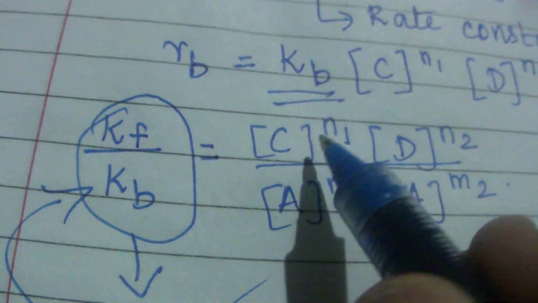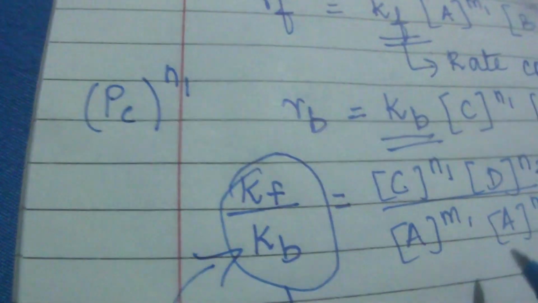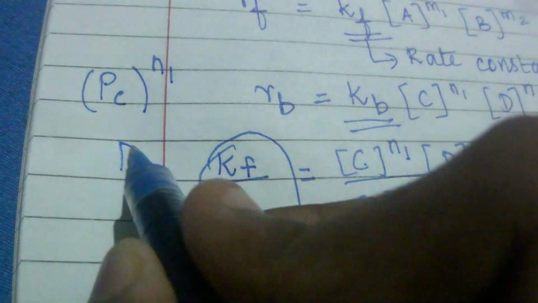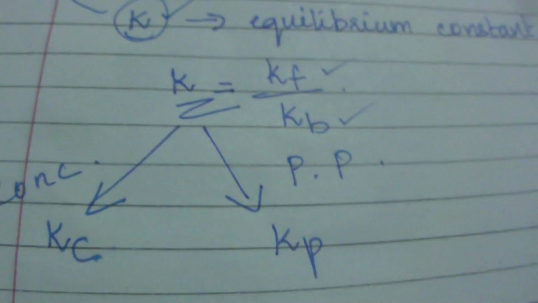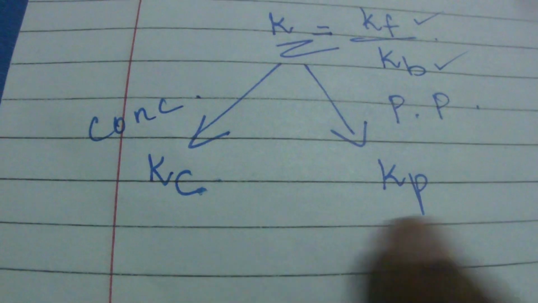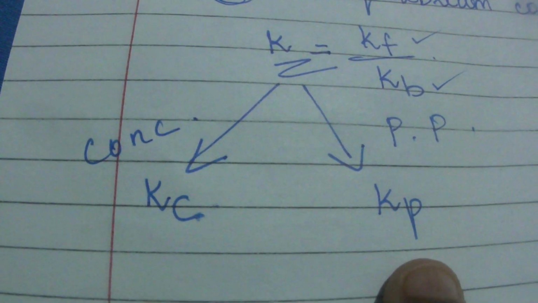all of these values. Instead of bracket C, I'll have to write Pc power n1, and instead of D, I will have to write Pd power n2. So that's it. The minor change must be made. That is how K is actually taking two forms, as Kc and Kp.